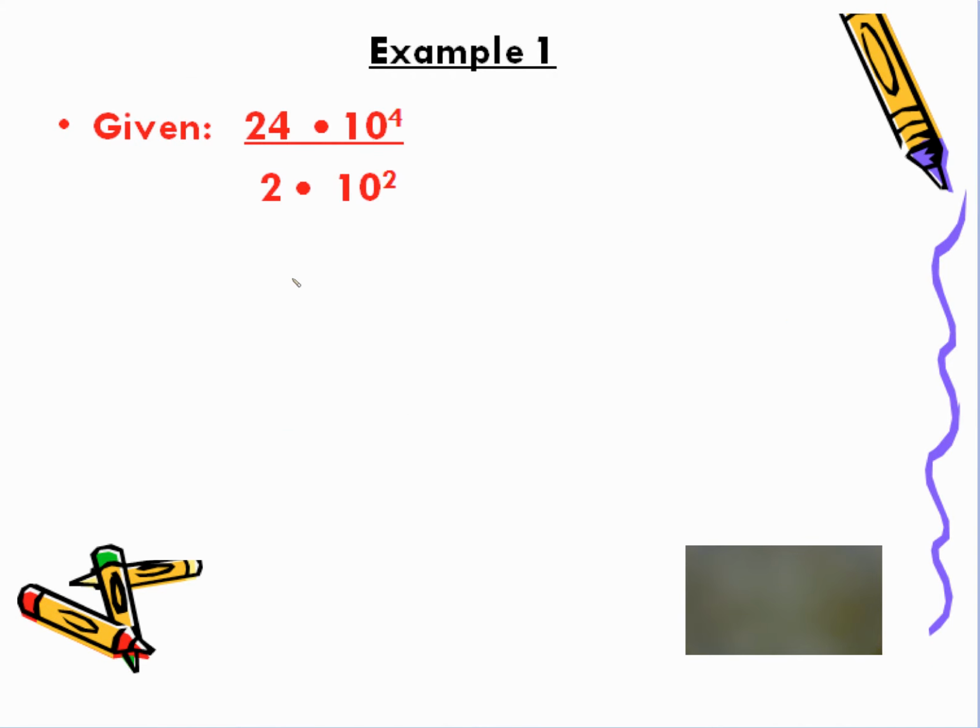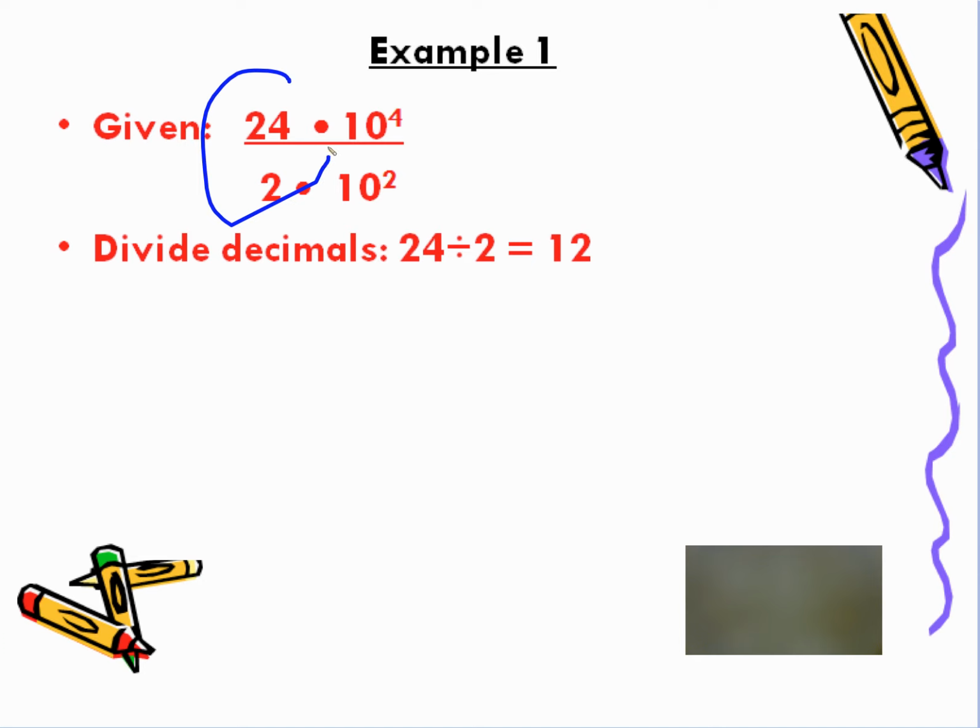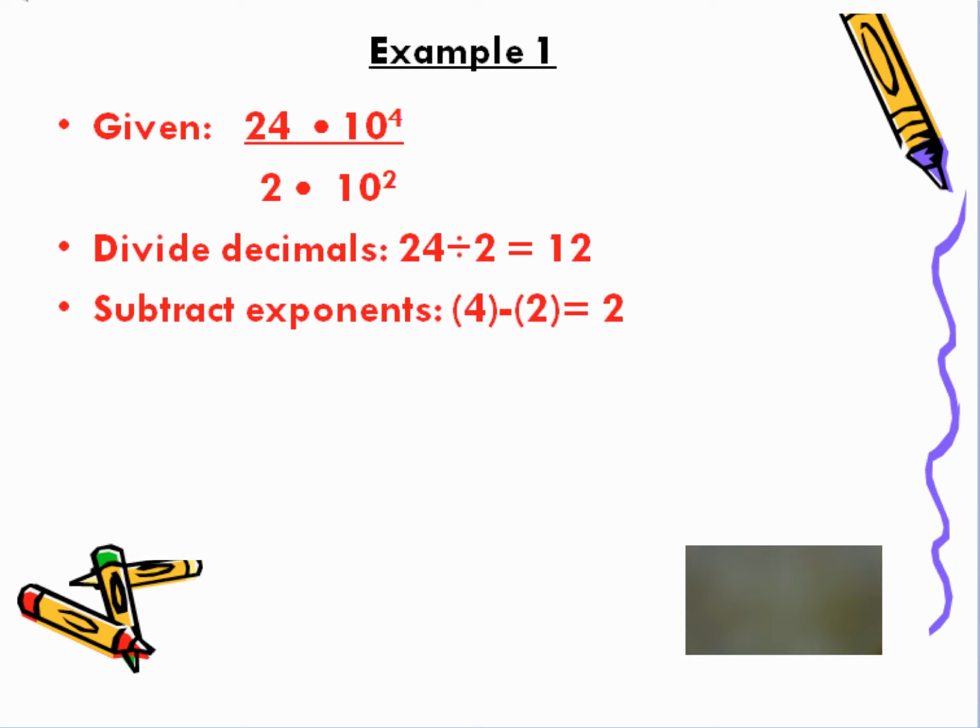So an example here, if we have 24 times 10 to the 4th divided by 2 times 10 squared. First we would divide the decimals, so that's the number in front here, 24 divided by 2, and we would get 12. Then subtract the exponents, so 4 minus 2 would give us 2, and so when we put that all together we have 12 times 10 squared.